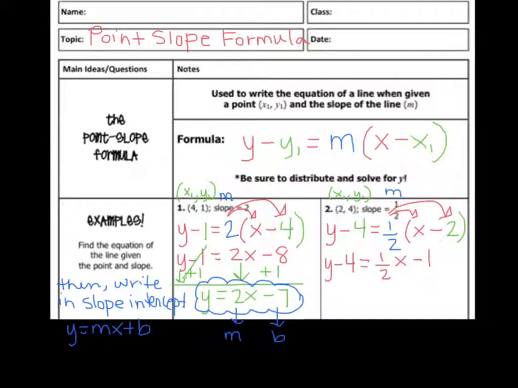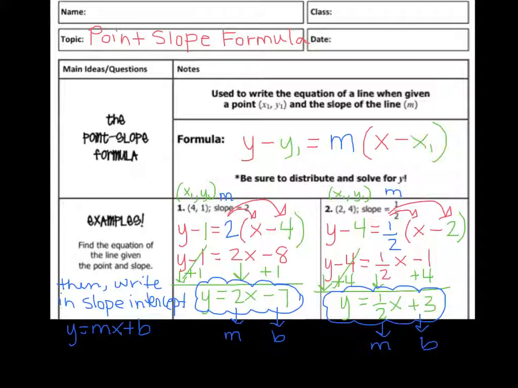So the opposite of subtracting 4 is adding 4. And notice I'm adding 4 to the number that doesn't have the variable. So I bring down my y, bring down my half x, and then negative 1 plus 4 is positive 3. Now I have my equation written in slope-intercept form. If I needed to, I could identify my slope, or m, which is a half, and my y-intercept, or b, which is 3.